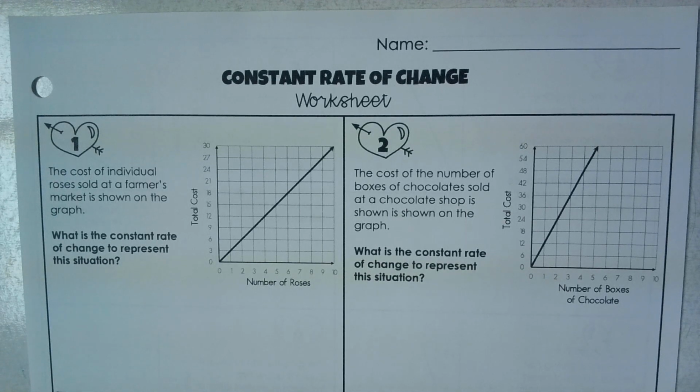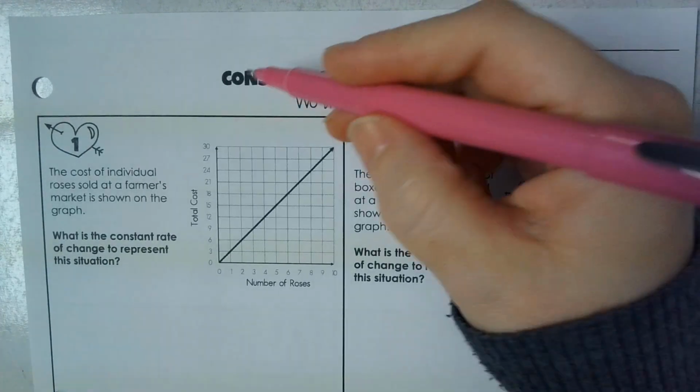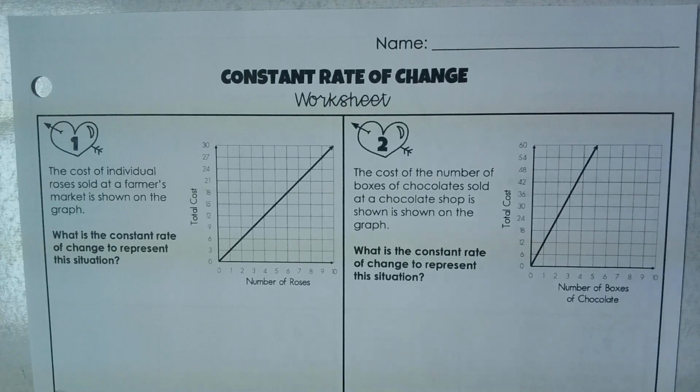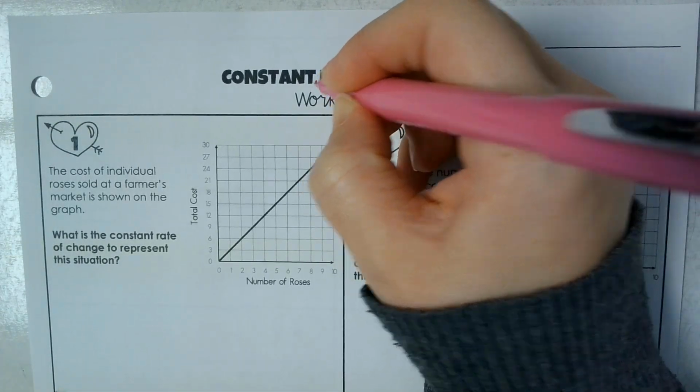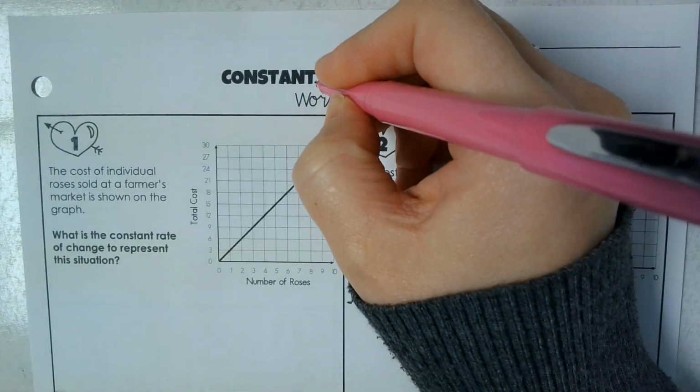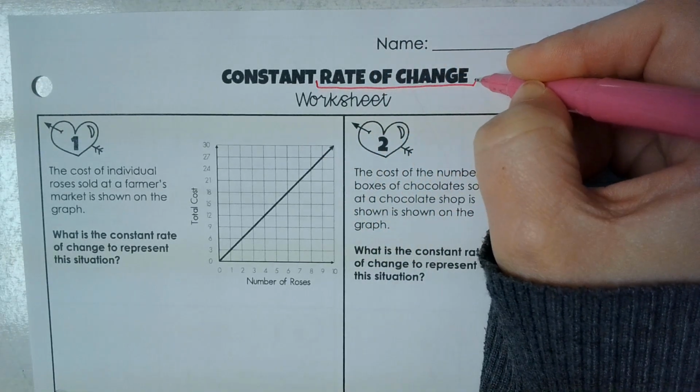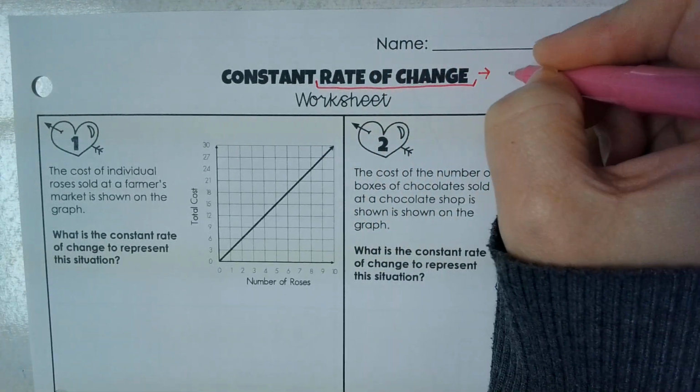Okay, so yesterday we learned how to do slope, rise over run. And we're actually going to do the same thing today. It's just called something different. So constant rate of change. Okay, rate of change. Make sure you write what I write. Rate of change is the same thing as slope.